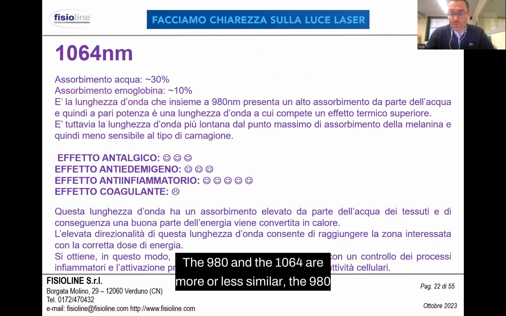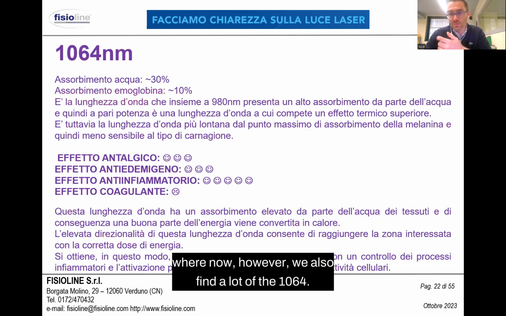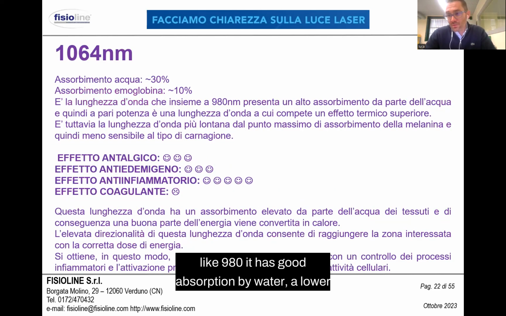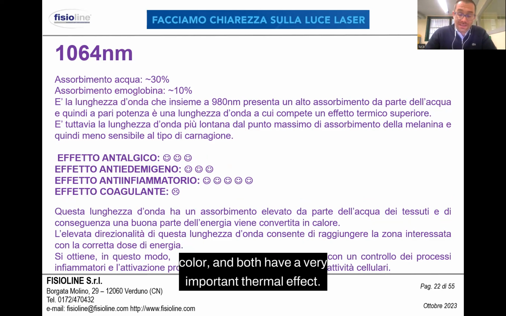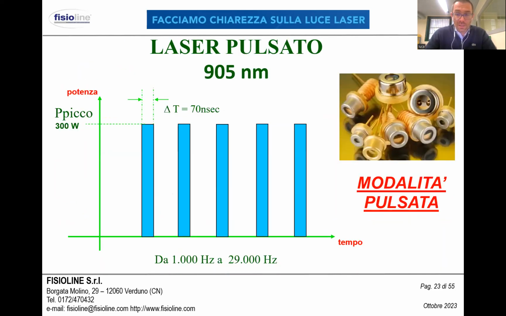The 980 and the 1064 are more or less similar. The 980 is perhaps a little better known in the surgical field, where now, however, we also find a lot of the 1064. 1064 is the most well-known therapeutic wavelength, because like 980 it has good absorption by water and a lower absorption of melanin, so 1064 is less sensitive to skin color, and both have a very important thermal effect. 1064 has the advantage of being less sensitive to the color of melanin, and both have an excellent anti-inflammatory effect.